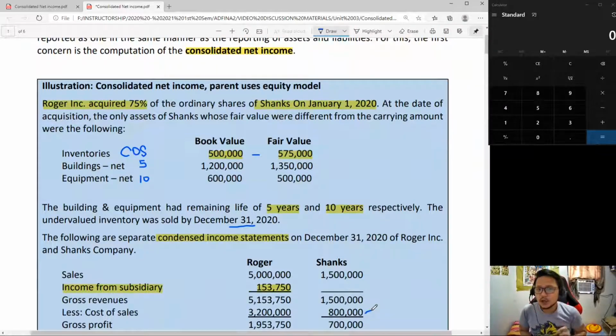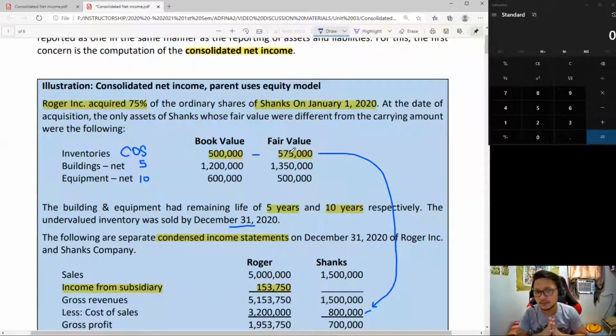But in consolidation, all of Shanks' assets should be recorded at fair value. In his separate books, they are at book value. But in consolidation, all of Shanks' assets and liabilities must be recognized at their fair value. So your inventory was only 500, but for consolidation, your beginning inventory should be 575. That means there is still a 75,000 shortfall in your computation of the cost of sales, which will have an impact on your consolidated net income, because you did not record your inventory properly according to its fair value.